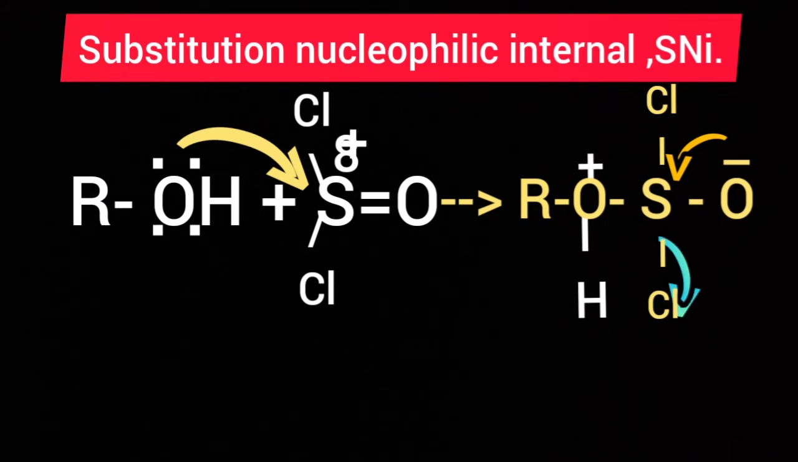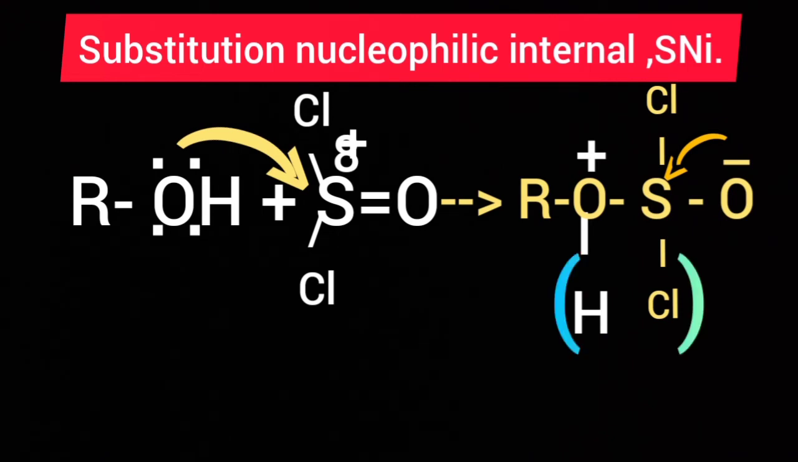Then the existing sulfur chlorine bond will break. Here chlorine will be removed as Cl minus. Simultaneously H from OH will be removed as H plus. H plus and Cl minus combine to give HCl. The bond between H and Cl is strong.